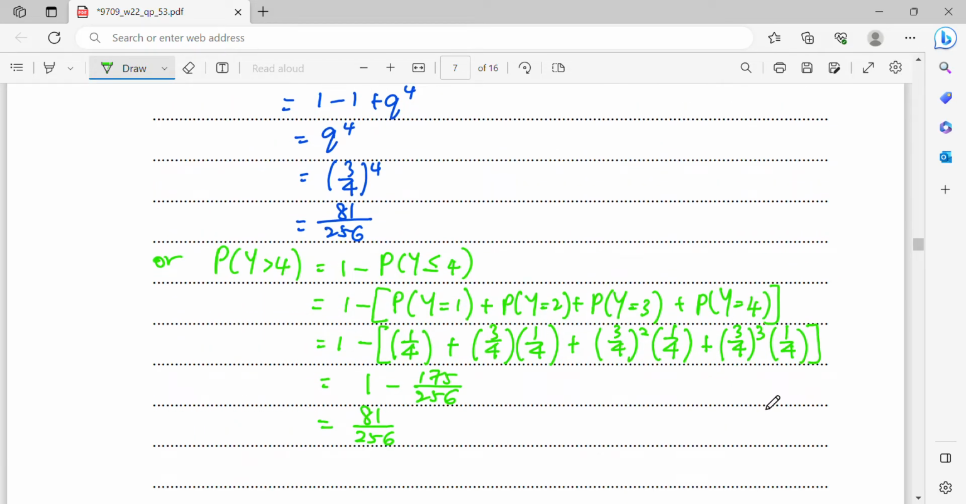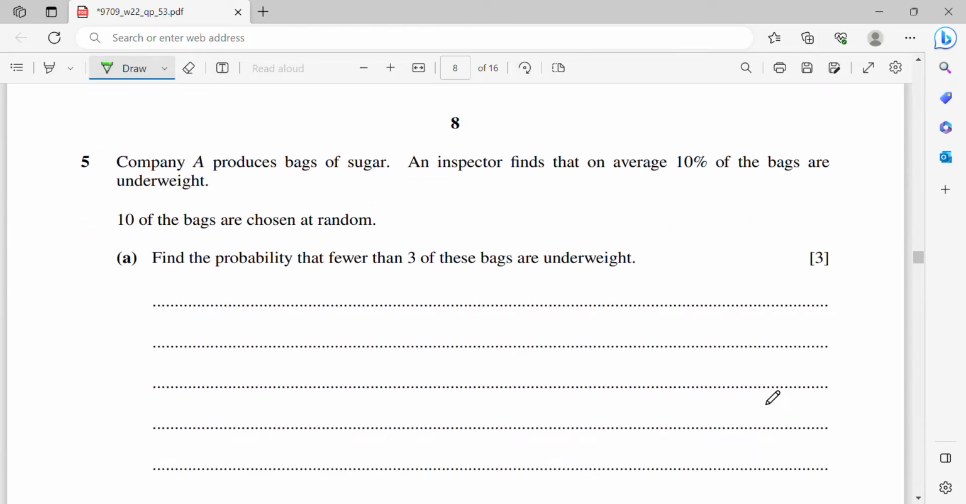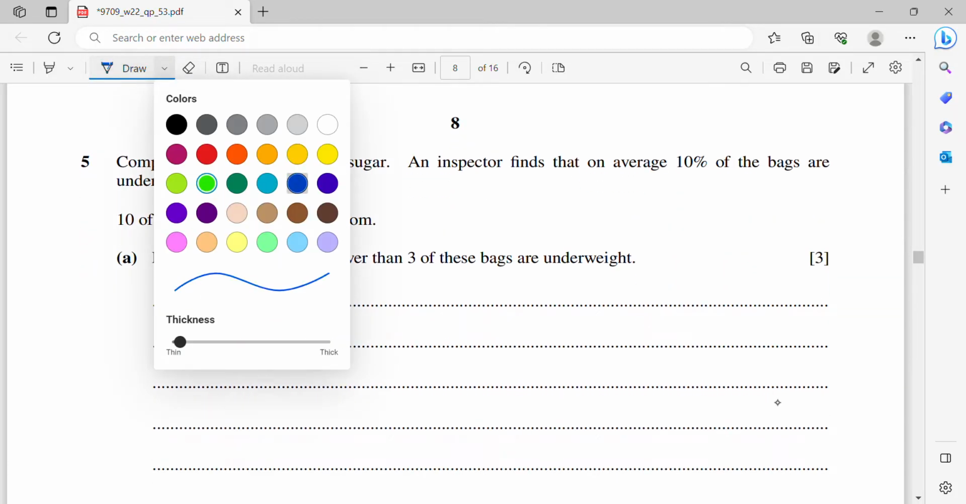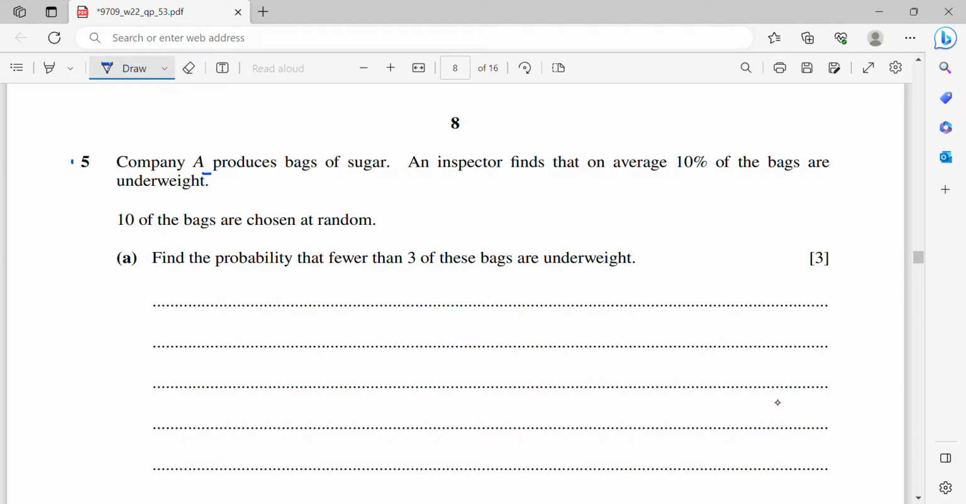Alright, so we have done this part. Question 5. Company A produces bags of sugar, and an inspector finds that on average 10% of the bags are underweight. 10 of the bags are chosen at random. Find the probability that fewer than 3 of these bags are underweight.